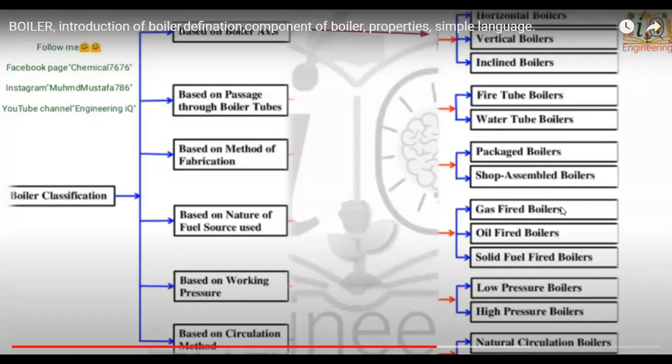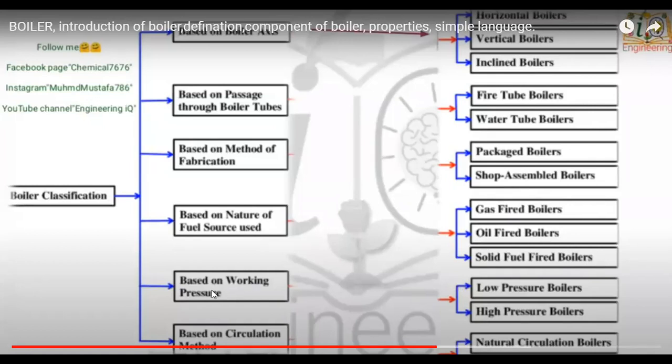That is gas fired boiler, meaning we utilize gas for heating the water. Oil fired boiler, so we can use oil for converting the water into steam. And solid fuel fired boiler, for example coal and wood. We can use coal and wood as solid fuel.